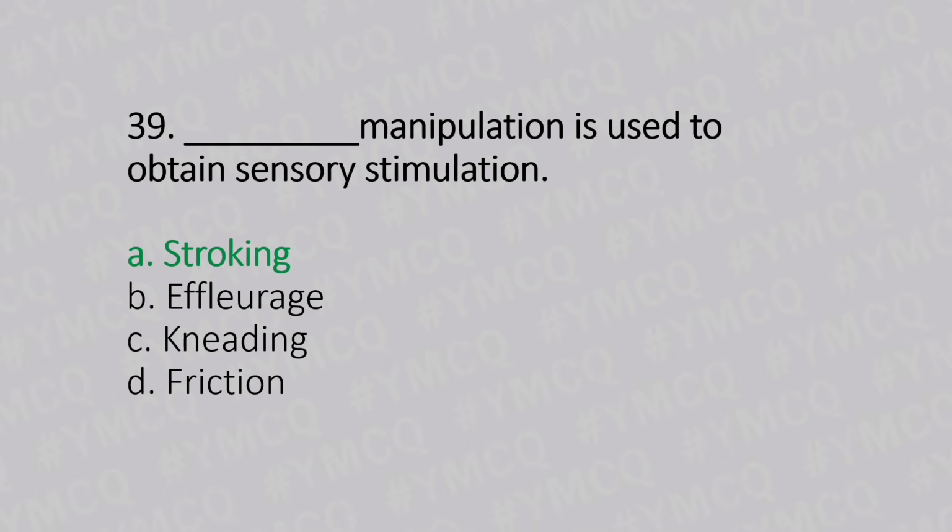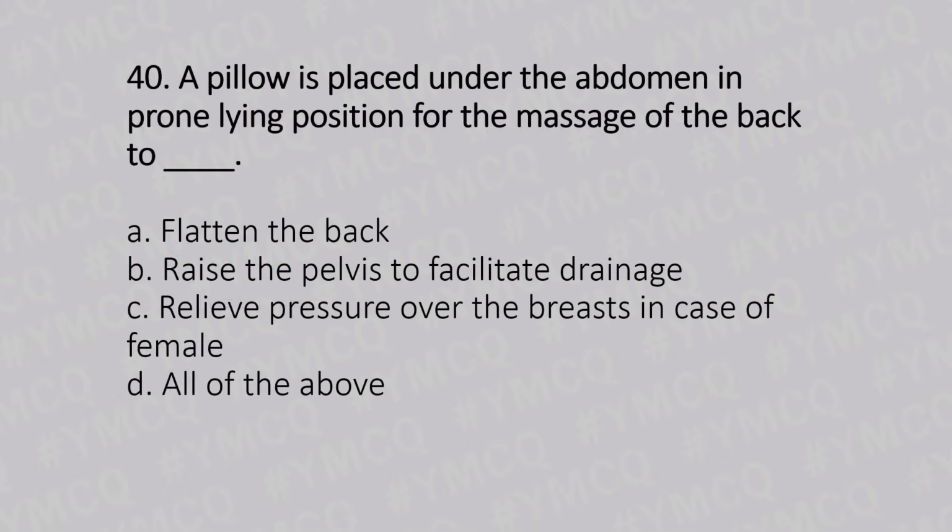Moving to our 40th question. A pillow is placed under the abdomen in prone lying position for massage of the back to dash. Option A, flatten back. Option B, raise the pelvis to facilitate drainage. Option C, relieve pressure of the breast in case of females. Option D, all of the above. And the answer is option D, all of the above.